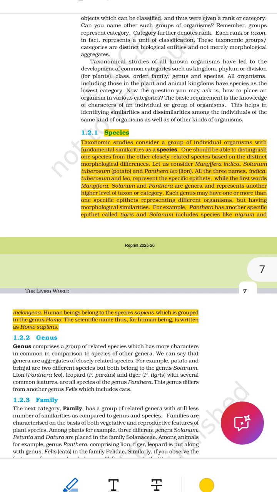How do we tell species apart? Original: One should be able to distinguish one species from other closely related species based on distinct morphological differences. Super simple explanation: distinguish means tell the difference. Closely related species are species that are very similar, like cousins. Morphological differences are differences in how they look: body shape, color, size, fur, and so on.